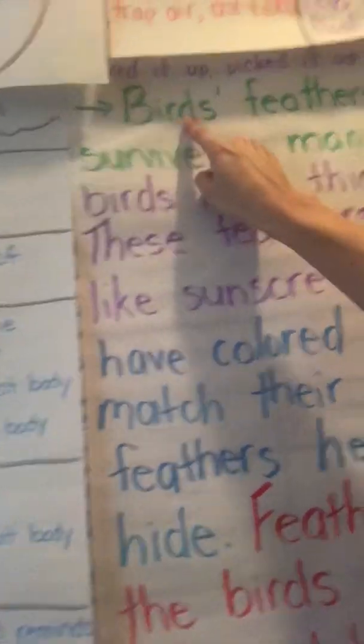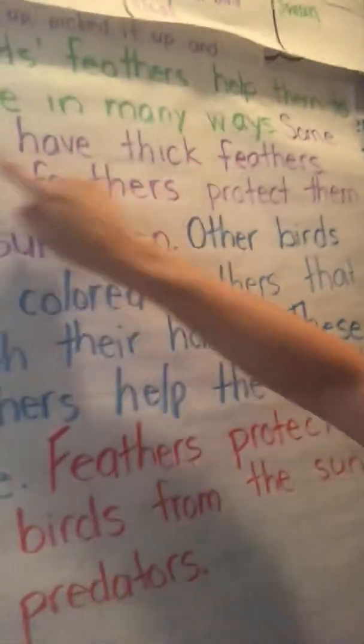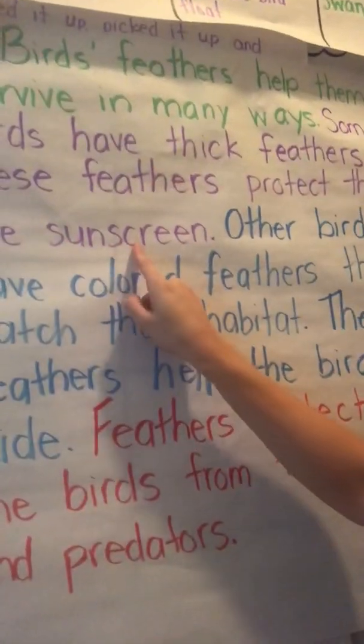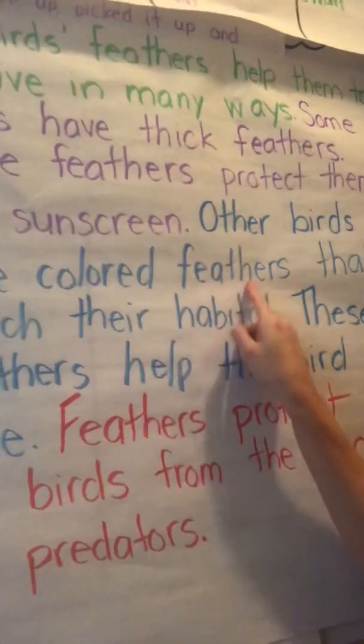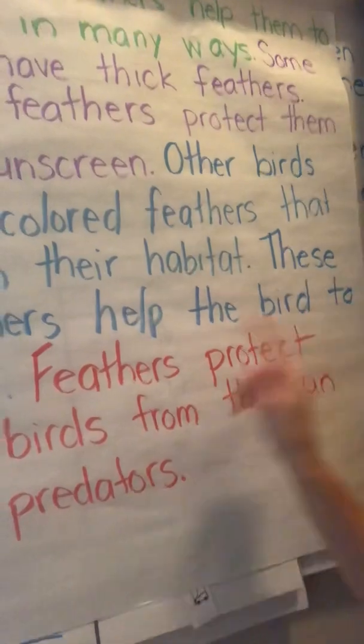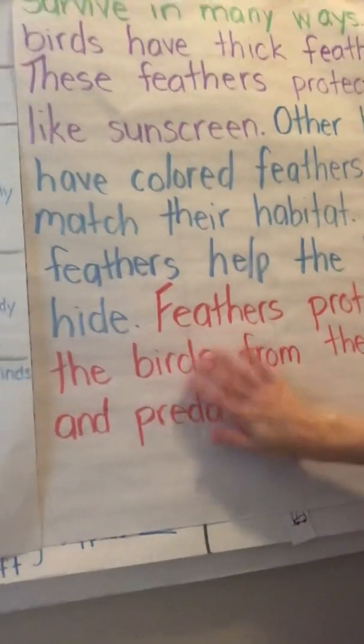Okay, so we're going to read through it one more time to make sure it makes sense and the readers know what we're talking about. So here we go. It says, birds' feathers help them to survive in many ways. Some birds have thick feathers. These feathers protect them like sunscreen. Other birds have colored feathers that match their habitat. These feathers help the bird to hide. And then here's our conclusion. Feathers protect the birds from the sun and predators. So it sums up what our details just said.